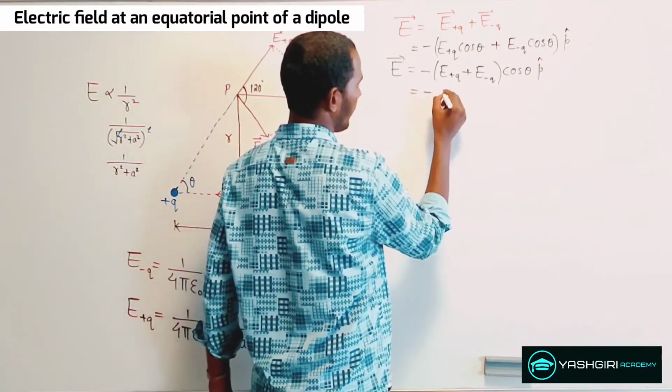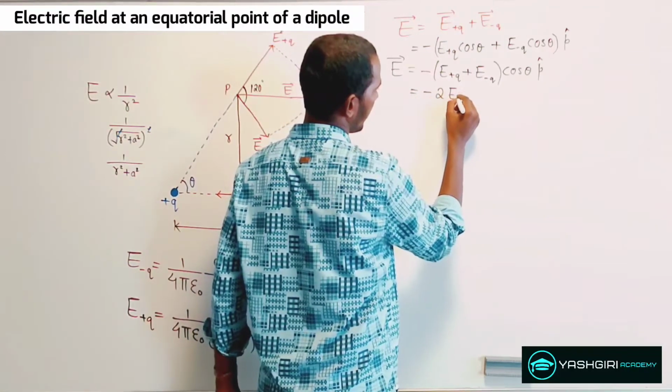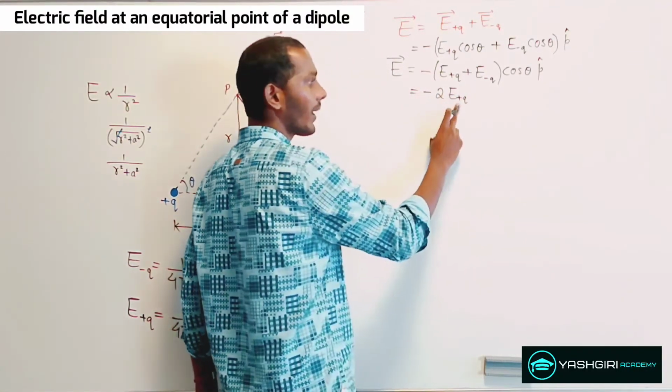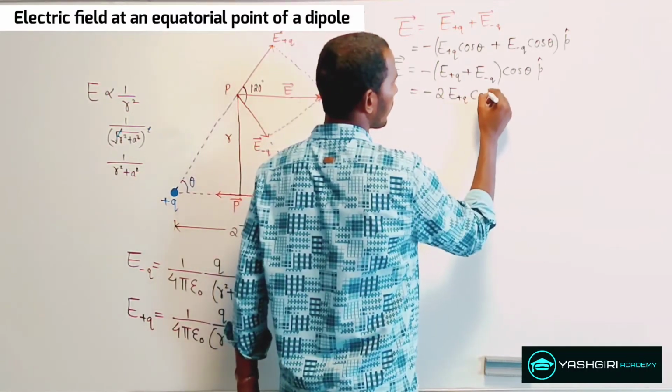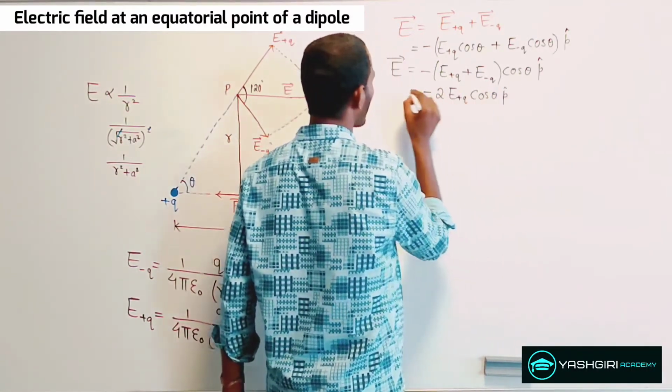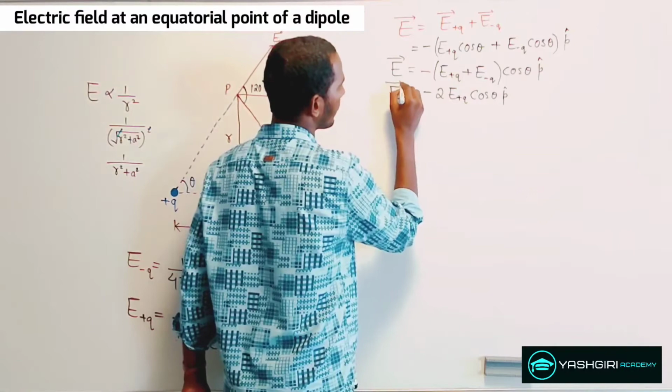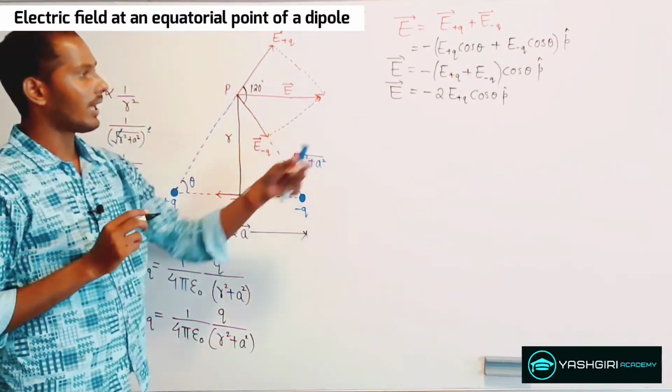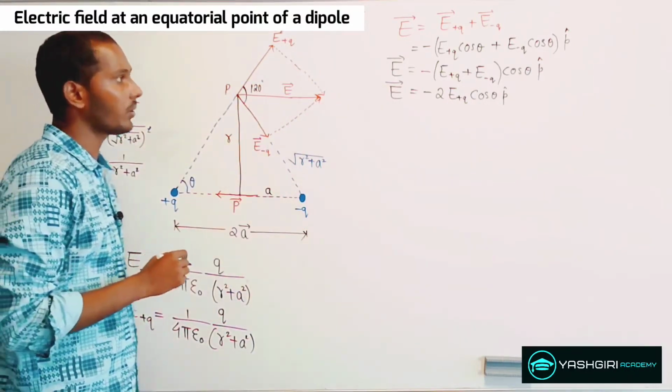So here I can say it will be minus 2 times. Let me take any one of the magnitudes. It will be twice this into cos theta along the P cap. So that's the electric field I'm getting. All right, now let me substitute this magnitude over here.